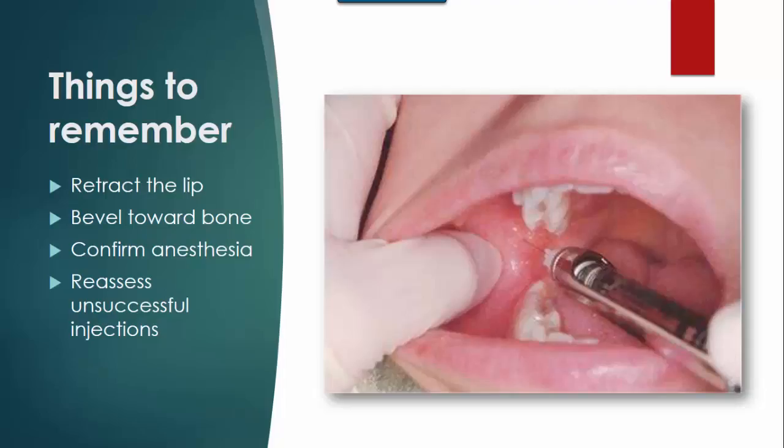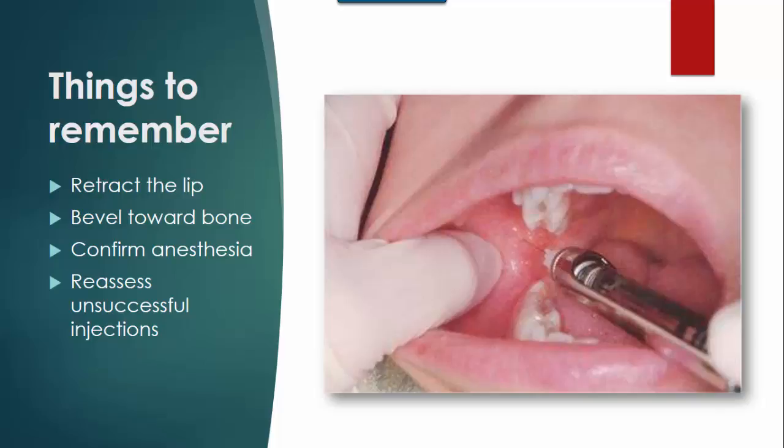Things to remember for just about any injection. Retract the lip outwards, opening up the vestibule. This will increase visibility and improve access as well as patient comfort. Pulling the tissue taut prior to the insertion of your needle doesn't hurt as much for the patient.